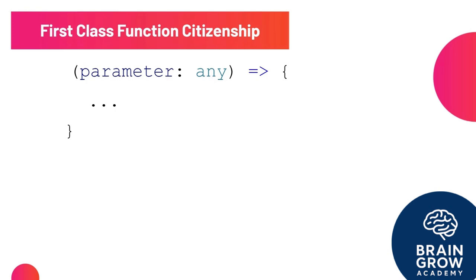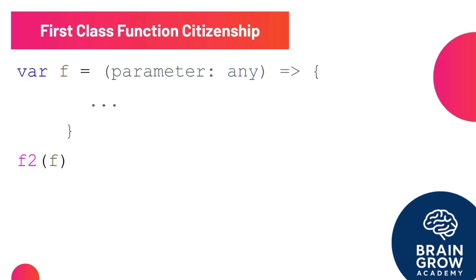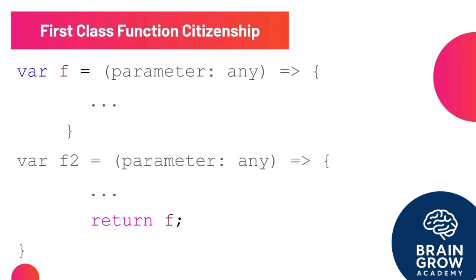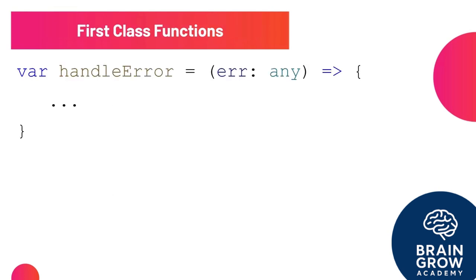Now, TypeScript supports first-class function citizenship. It means that you can assign functions to variables or fields. You can pass functions to other functions around as parameters, as you can see right here. So function 2 is taking function 1 as a parameter, or even return them as a function result. So, for example, this is how you can assign a function to a variable. This is exactly what we have done in the last video, right? Afterwards, you can call the function just like a normal function.